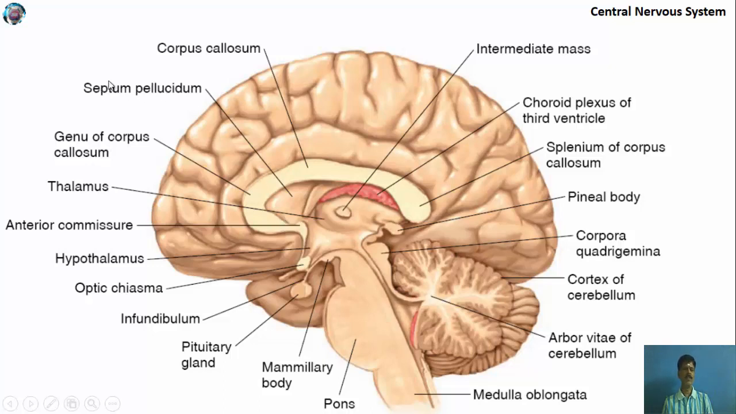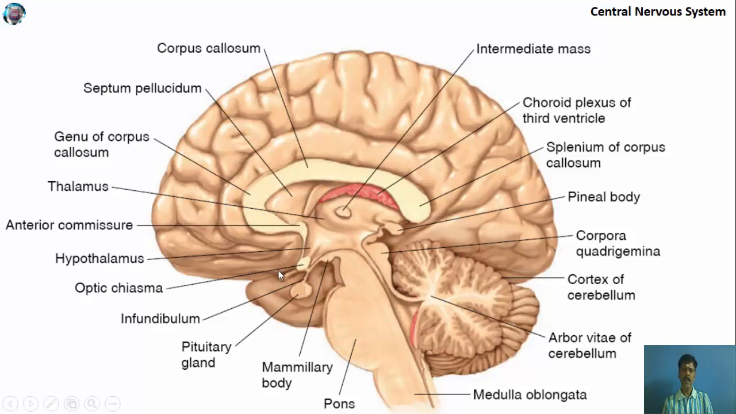Then the below part of this corpus callosum is known as septum pellucidum. The initial part, the anterior part, is known as anterior commissure. And then hypothalamus is present below this corpus callosum. Then optic chiasma, which is going to link to the eye. Then infundibulum is present, which connects the pituitary gland. Then mammillary body is present.